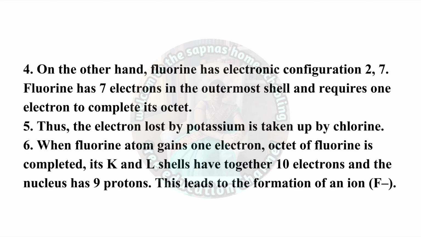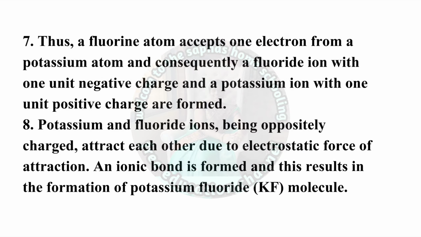When fluorine atom gains 1 electron, the octet of fluorine is completed. Its K and L shells have together 10 electrons and the nucleus has 9 protons. This leads to the formation of an ion. Thus, a fluorine atom accepts 1 electron from a potassium atom and consequently a fluoride ion with a 1 unit negative charge and a potassium ion with a 1 unit positive charge are formed. Potassium and fluoride ions, being oppositely charged, attract each other due to electrostatic force of attraction. An ionic bond is formed and this results in the formation of a potassium fluoride molecule.